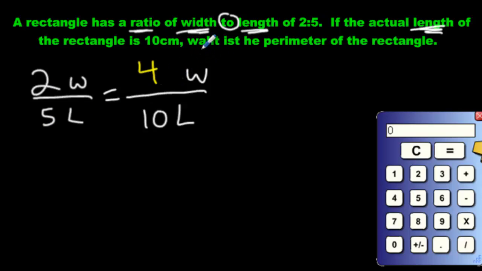Now the question isn't asking us that. It's asking us what? Look how I spelled what. What is the perimeter of the rectangle? You know how to get perimeter, right? You got to draw the rectangle.